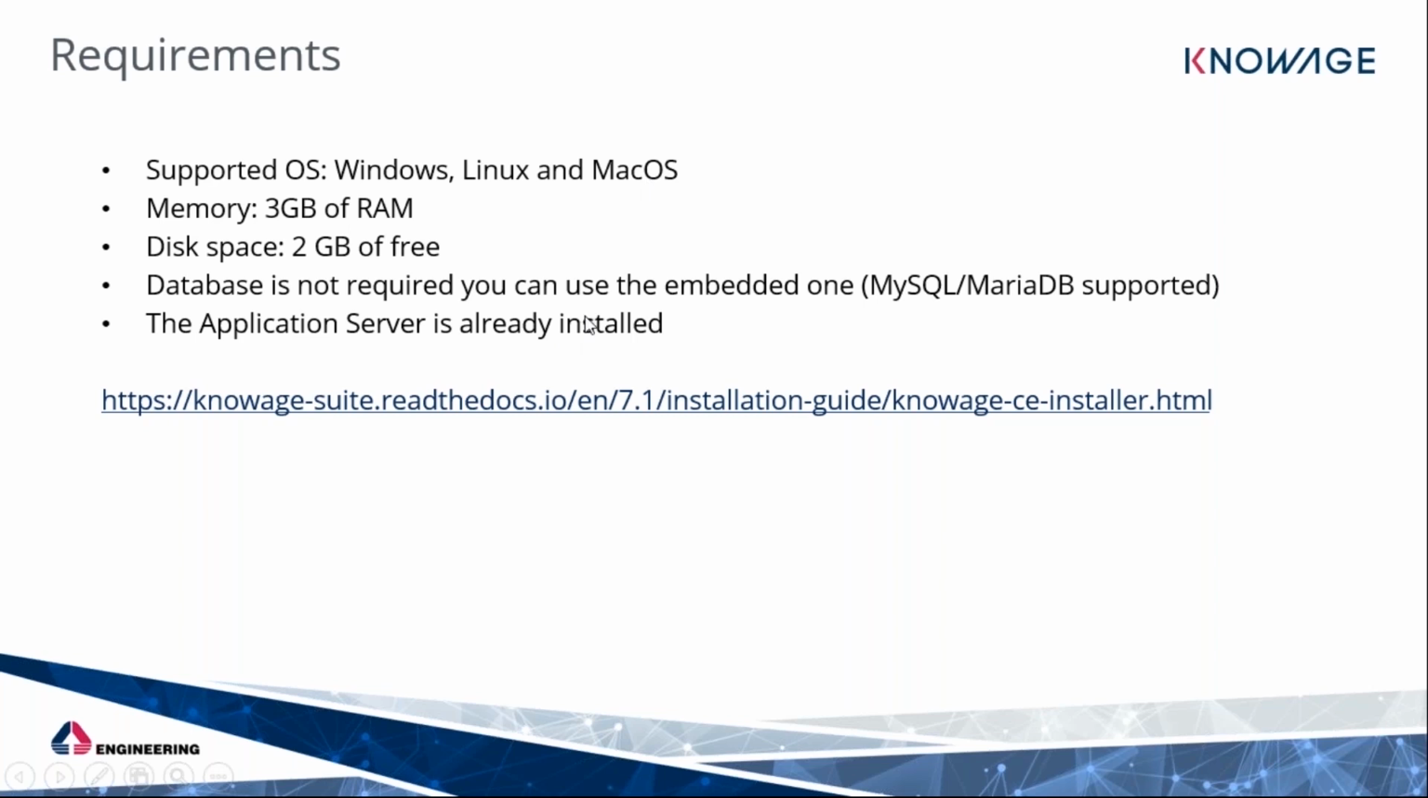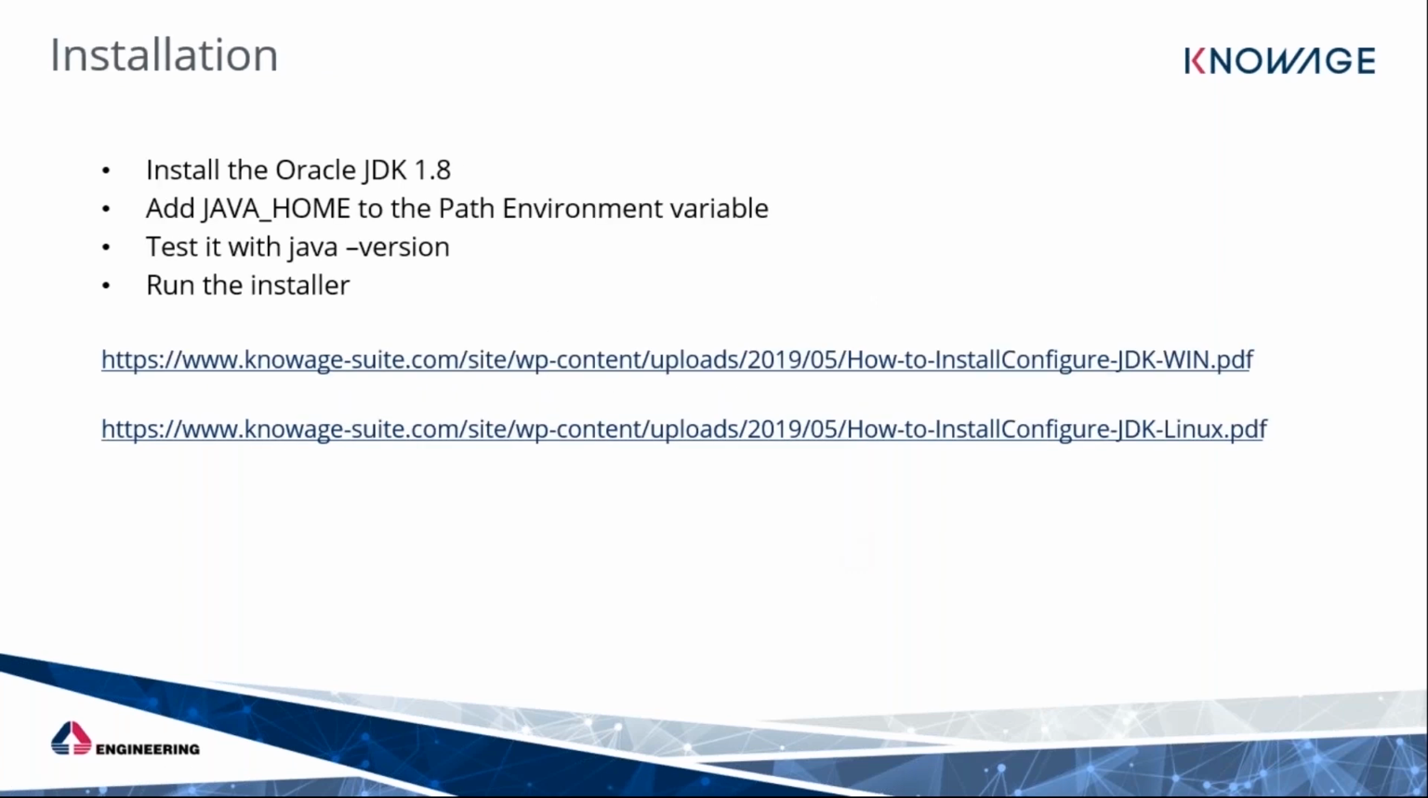Of course, if you have any problem or question, you can go to this URL where you can find the installer step-by-step documentation. The first thing to do in the installation, even before downloading the installer, is to follow these steps. You have to download and install the Oracle JDK 1.8. It's important to use this particular version because we are supporting this version of the Oracle Java Development Kit.